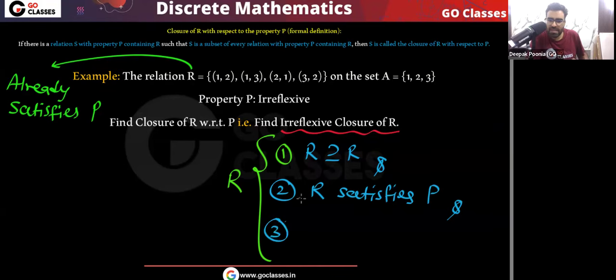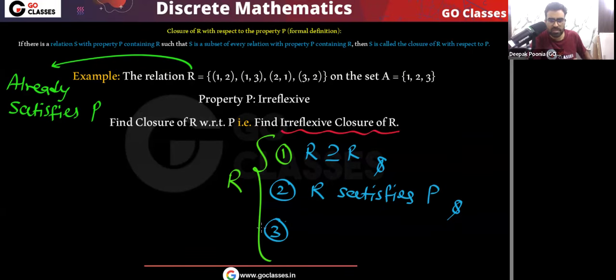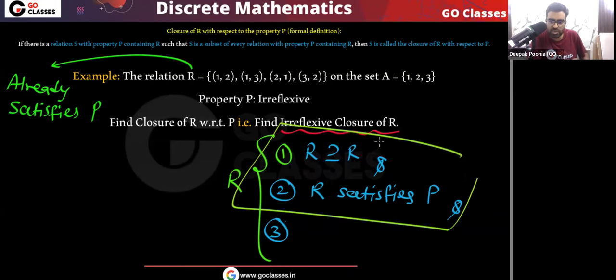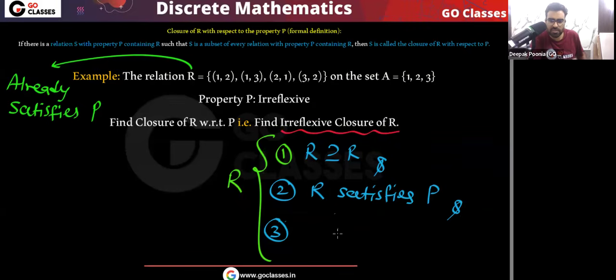notice one thing. If any relation has these two properties, then R will be a subset of that. Okay, no problem. If any relation has these two properties, then R will be a subset of that, because it means that relation is a superset of R. So R will be a subset of that. Very easily you can see that.